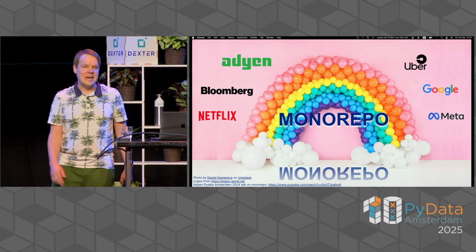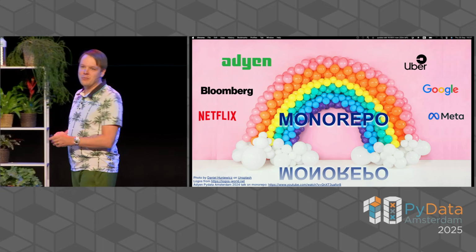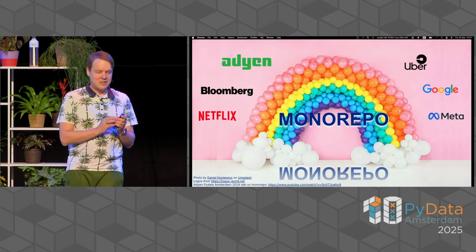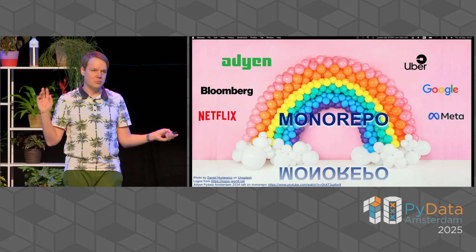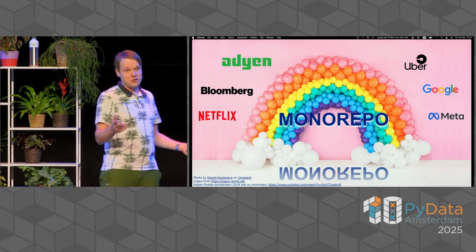Luckily, there's an answer to all of this. The monorepo. There's a lot of large companies using this, Google, Uber, Meta, etc. Adyen is also using it.